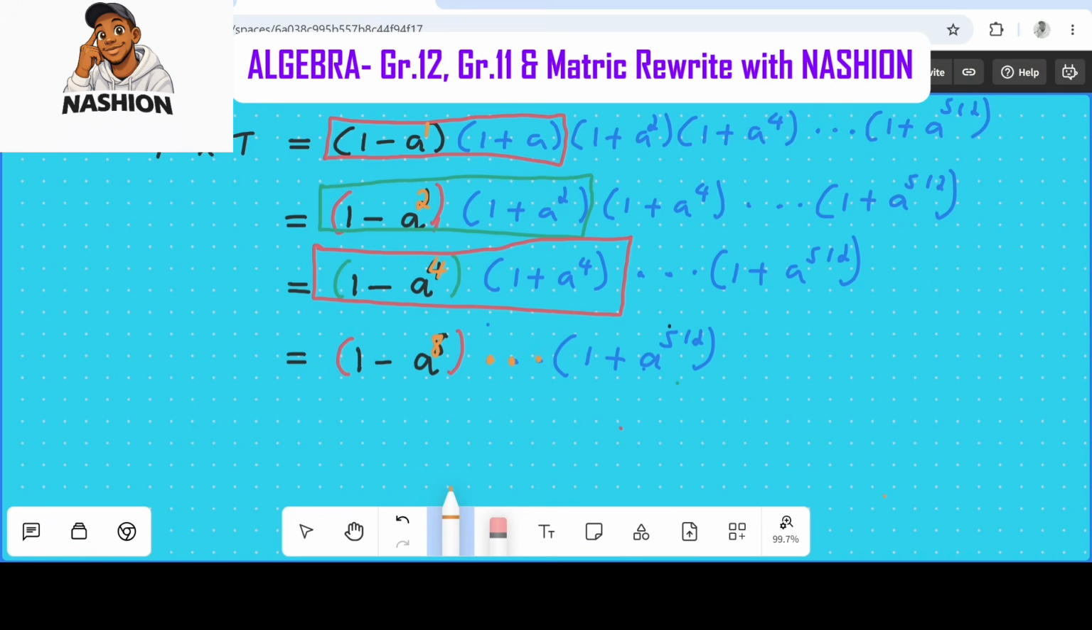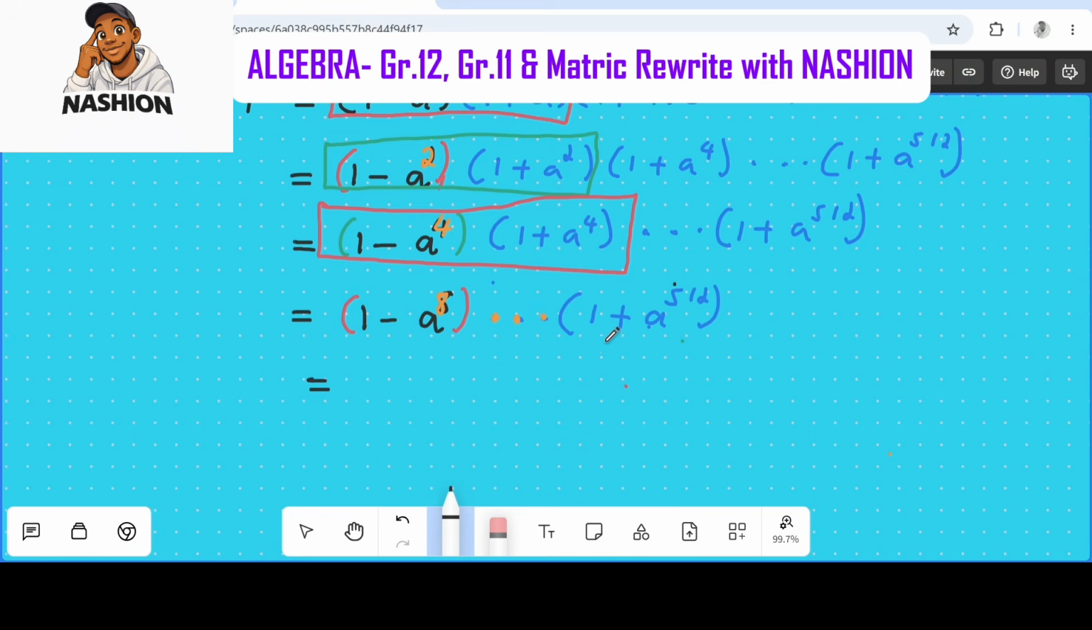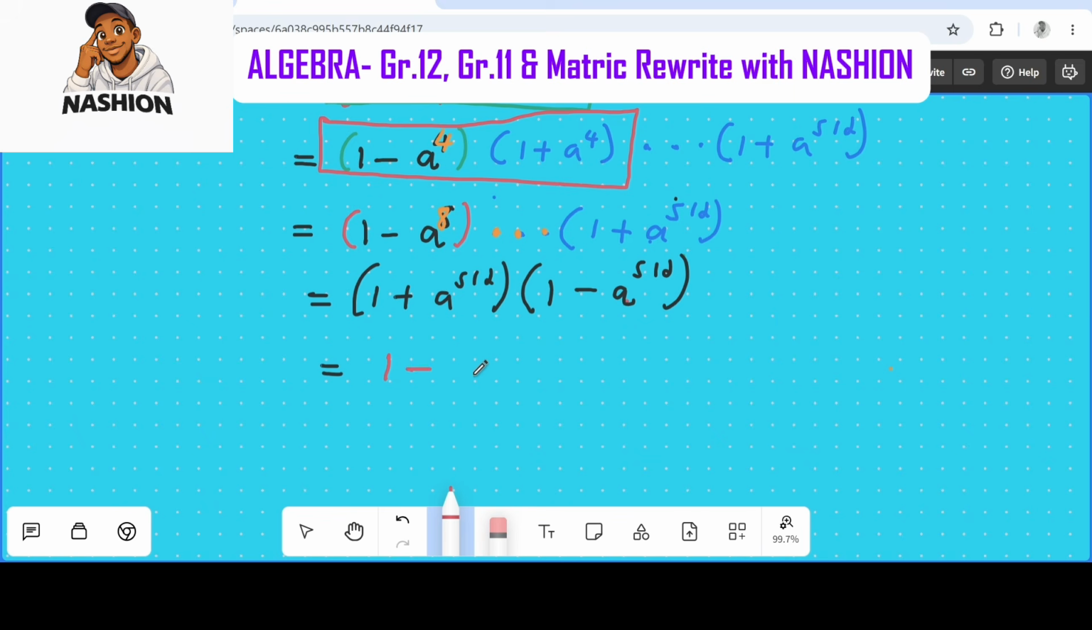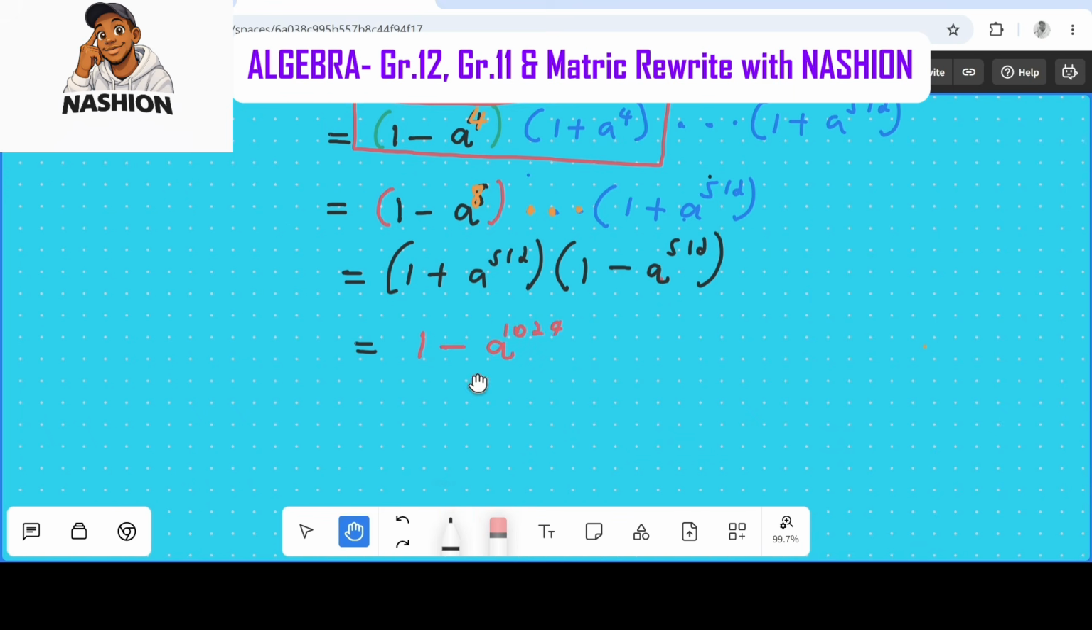So at the end of the day, even 1 plus a to the power 512 will get a chance, which will look like this. It will have a partner which is 1 minus a to the power 512. And what's 1 plus a to the power 512 into 1 minus a to the power 512? That's the difference of two squares, which is 1 minus a to the power 1024. And there we have it.